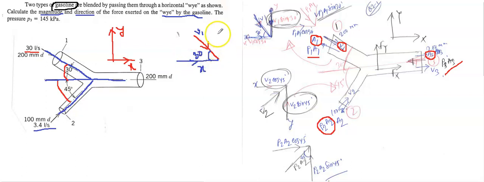This is the x-axis, and if we draw another line, this is the y-axis. So look here at what I did. This is the velocity, v1, and this is the 30-degree angle it creates here.